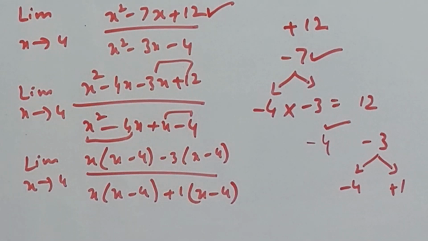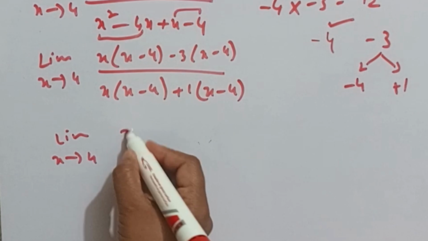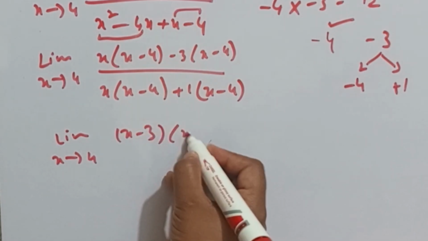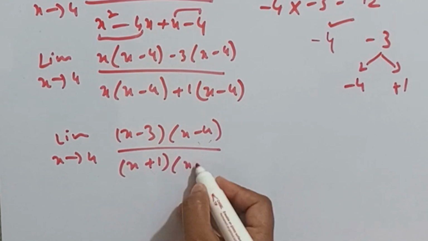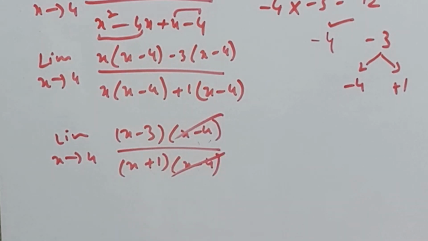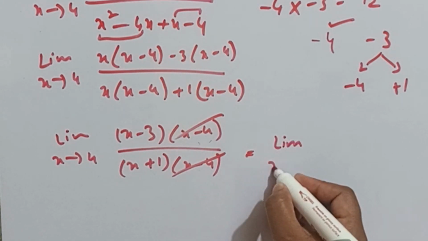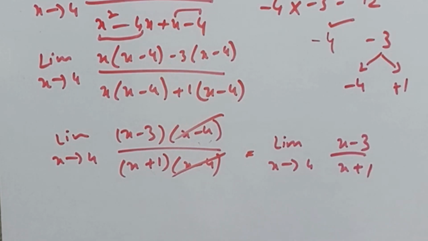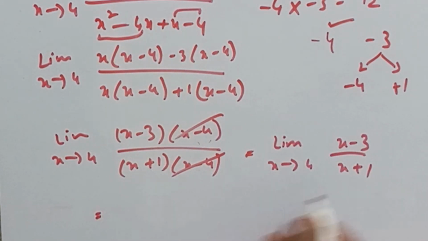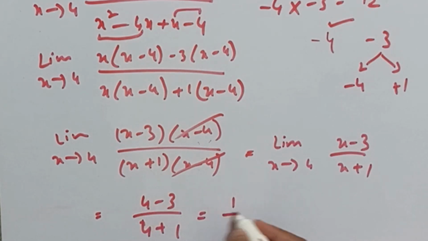Now we write this as the limit as x approaches 4 of (x minus 3) multiplied by (x minus 4) over (x plus 1) multiplied by (x minus 4). In the next step, this x minus 4 cancels, and the remaining value is the limit as x approaches 4 of (x minus 3) over (x plus 1). Now we apply the limit as x approaches 4. So we have 4 minus 3 over 4 plus 1, and this is 1 over 5.